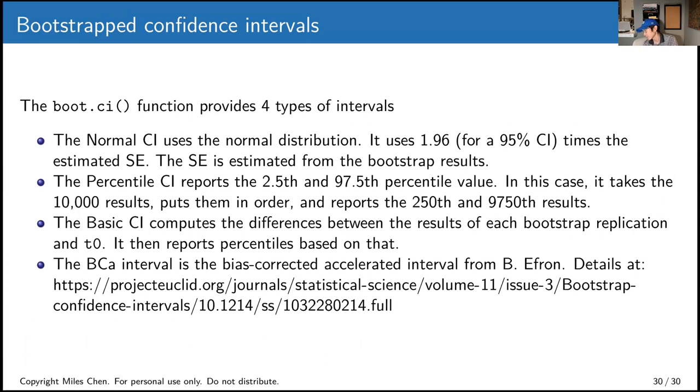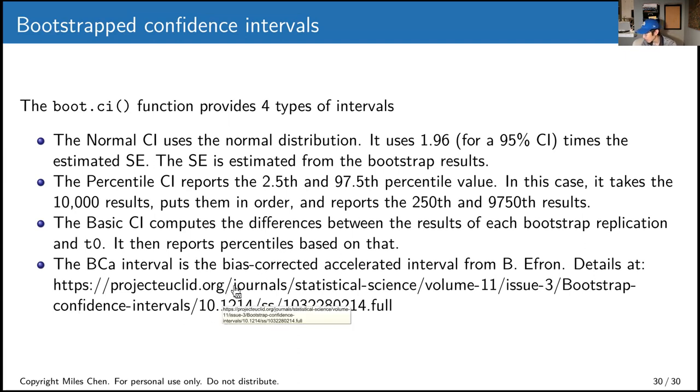Here are the notes on the different confidence intervals. The normal CI uses the normal distribution. It basically uses 1.96 for a 95% confidence interval, 1.96 times the standard error. Standard error is estimated from the bootstrap results. Percentile confidence interval returns the 2.5 and 97.5 percentiles. So if we have 10,000 bootstrap replicates, it sorts them and gives us your 250th and your 9,750th values. The basic confidence interval computes the difference between the results of each bootstrap replication and reports percentiles based on that.